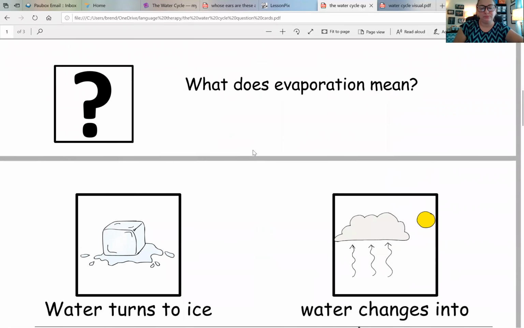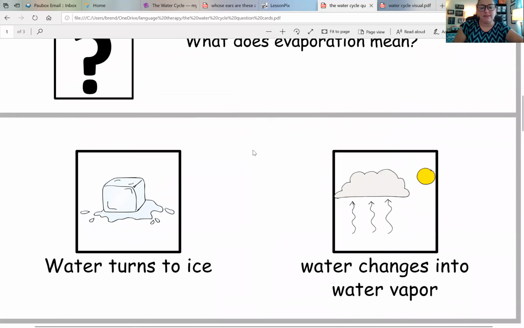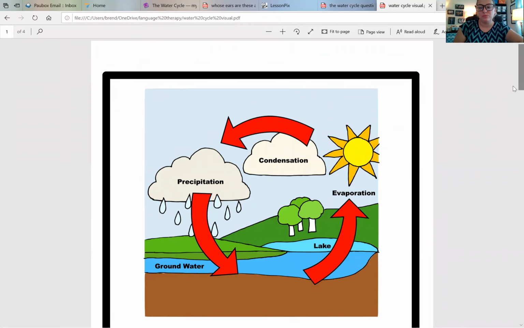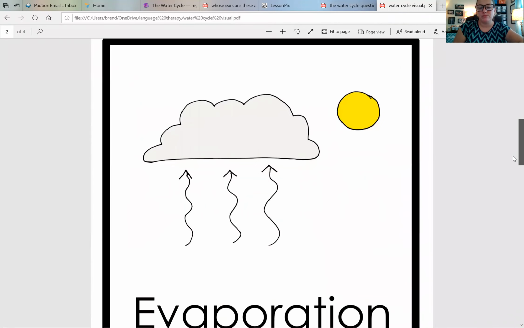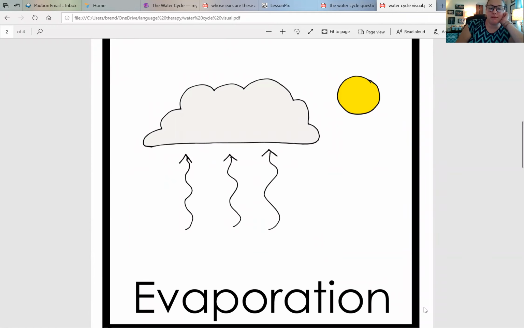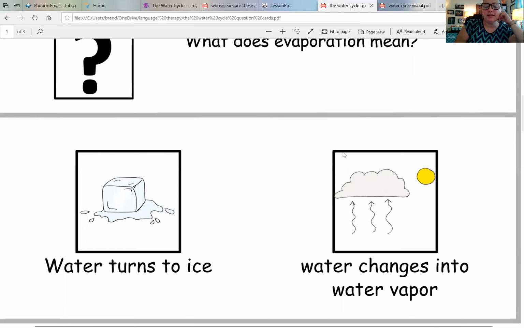Okay, number 2. What does evaporation mean? Okay, real quick, I'm going to go back to the visuals to show you because this is hard. Okay, so here's a picture of evaporation. So that's our first step in the water cycle process. Okay, so what does evaporation mean? Does evaporation mean that water turns to ice? Or does evaporation mean that water changes into water vapor?